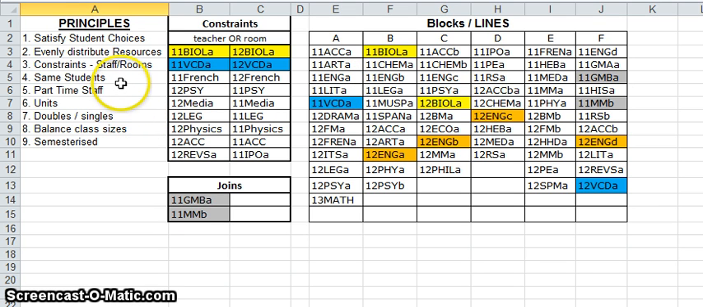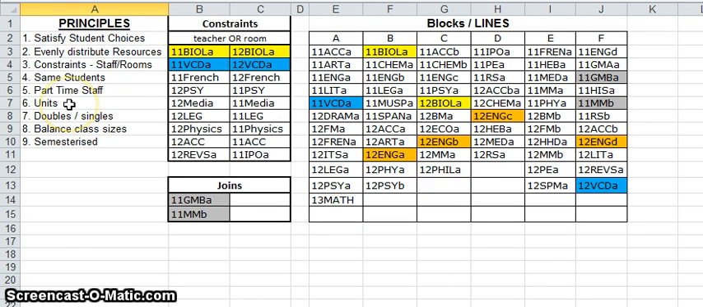Now, in addition to that, there are some other fine-tuning. Sometimes schools want the same kids in different classes, so that's another thing that we have to sometimes do. We have to fit part-time staff into this, so that involves quite a bit of clever swapping and changing to make sure part-timers get the days off.